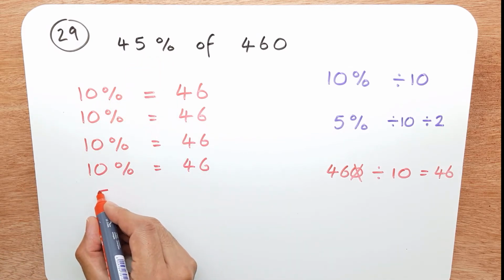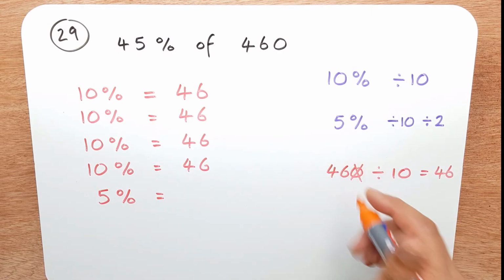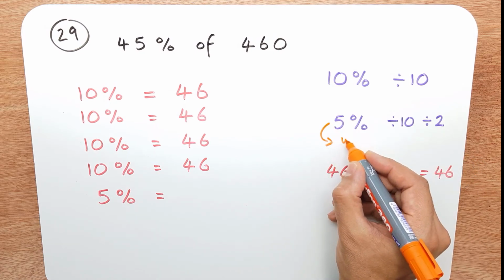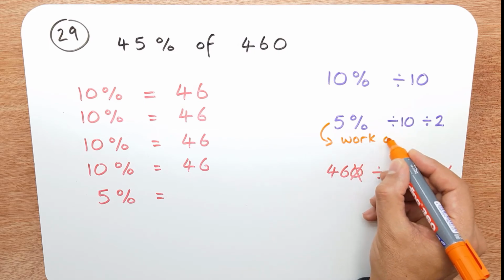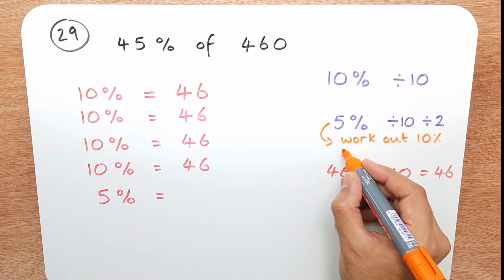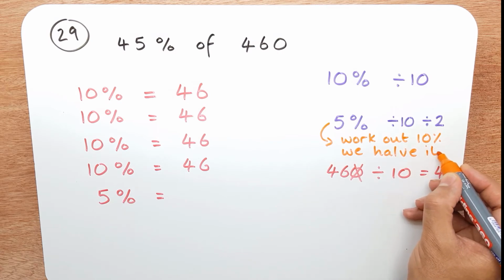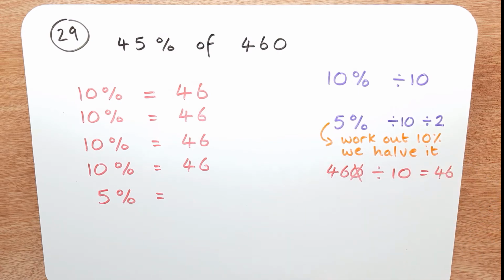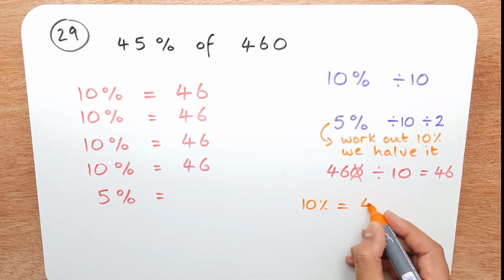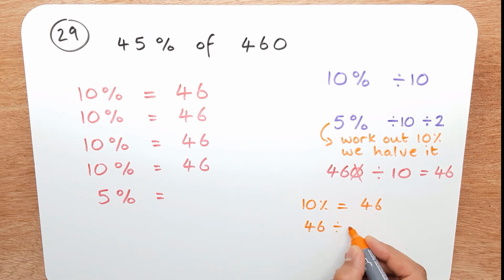Now the question is, how do we work out 5%? So 5% here. Let me write this in words. What we do is work out 10% and then we halve it. Yeah, we divide it by 2. So 10% we know is 46. Now we need to do 46 divided by 2.